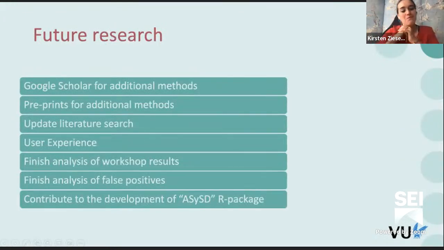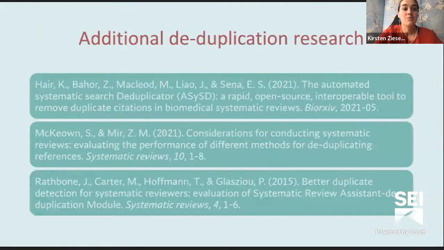methods. We're going to use your input from the Menti. If you used other methods, we're going to update our literature research. We're going to analyze the user experience and finish the analysis of the workshop results. Hopefully, we also finish the analysis of the false positive and hopefully contribute to the development of the Assist-R package. And if you want to know more, there's more research going on in de-duplication research.